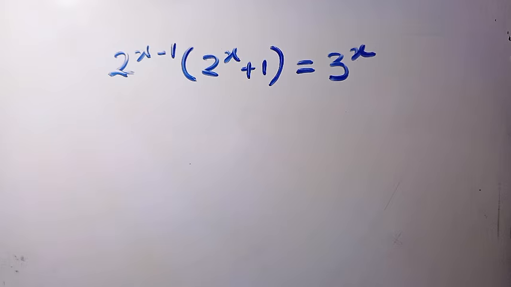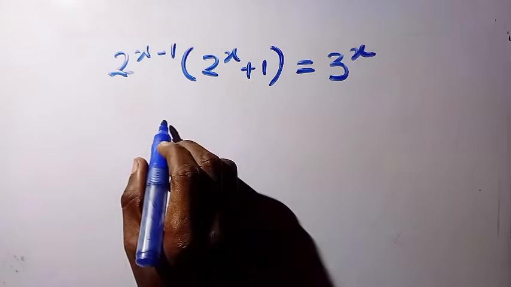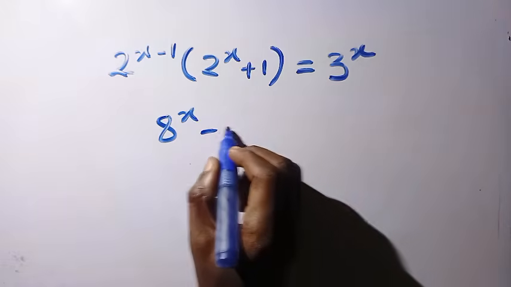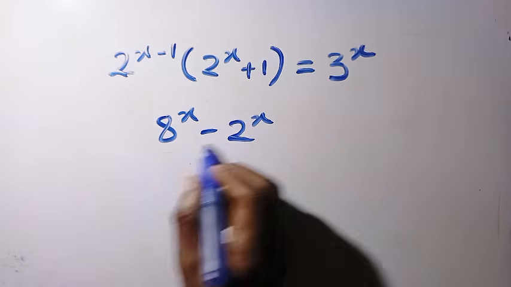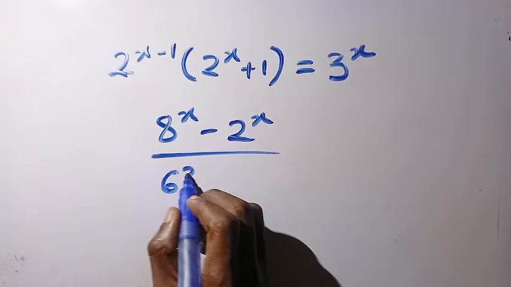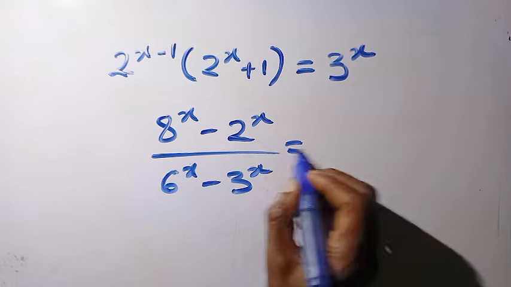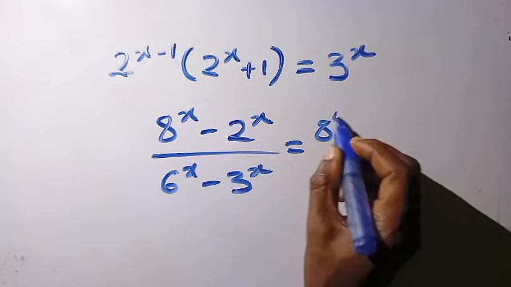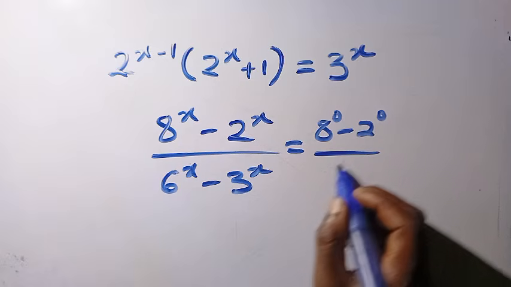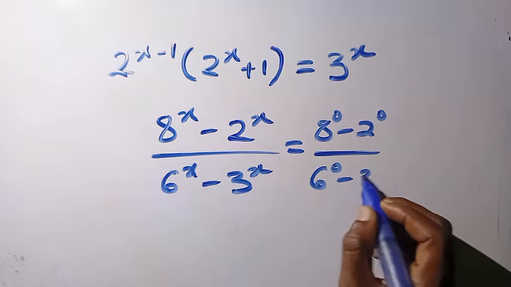Since I said x is a member of an integer, which can be positive, negative, or 0. So from the beginning of the question, x is not equal to 0 because it does not satisfy this problem. How do we know that? If you have 8 power of x minus 2 power x divided by 6 power of x minus 3 power x, and I change all this to 0, we have 8 power 0 minus 2 power 0 divided by 6 power 0 minus 3 power of 0.